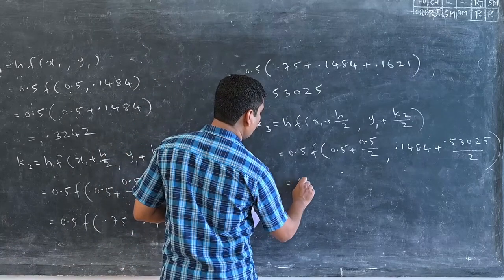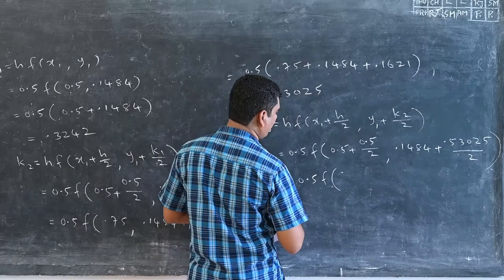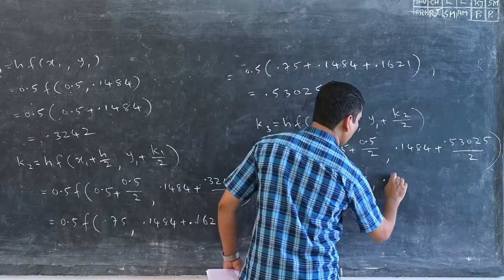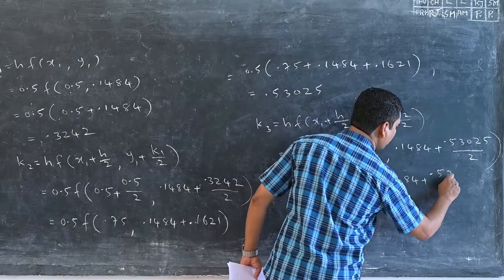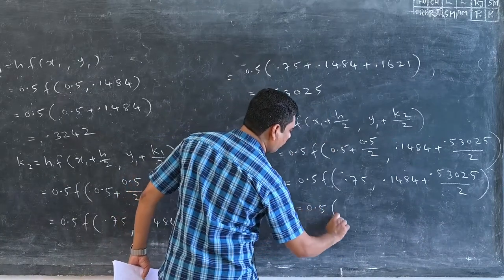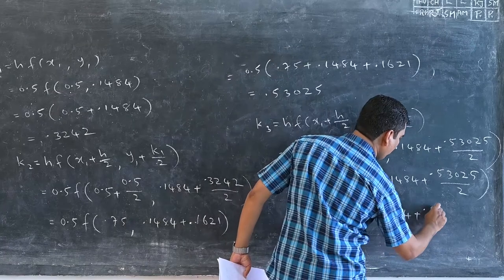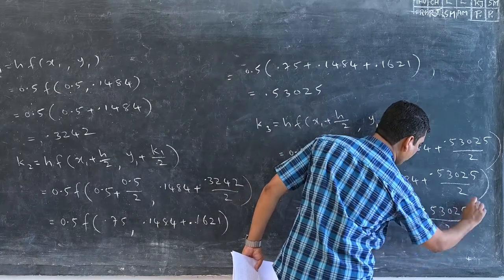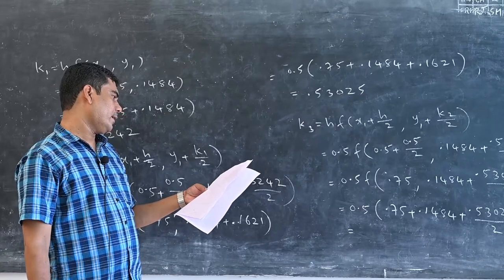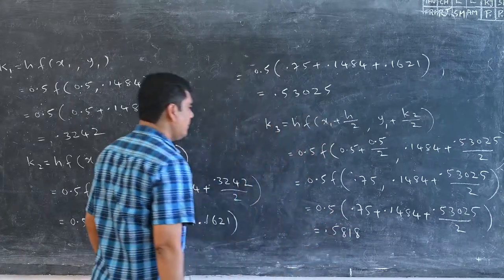This is equal to 0.5 into f of 0.75, 0.1484 plus 0.53025 divided by 2. Now f of x, y is x plus y, so 0.5 into 0.75 plus 0.1484 plus 0.53025 divided by 2. Calculate this using a calculator. Its value is 0.5818.